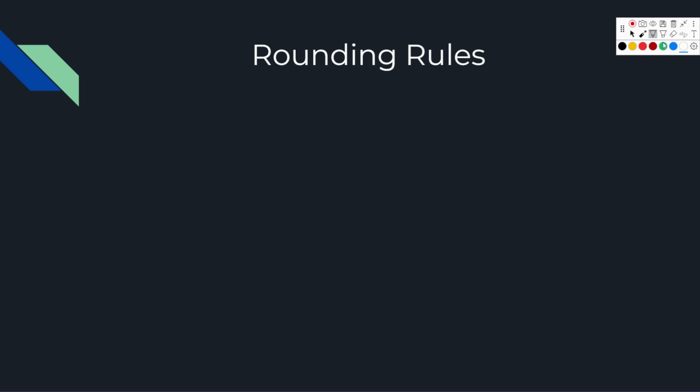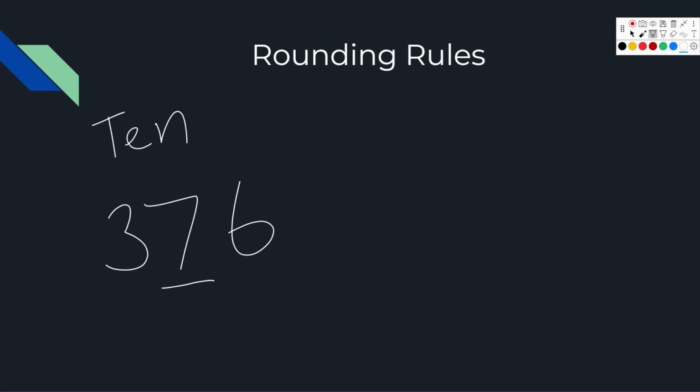So for rounding, first we'll have to look at the rules. Usually they will ask you to round to a specific place value. So let's say they ask you to round to the nearest 10 on a number like 376. First, you find that place value. So the 7 is in the tens place. And whether it's rounded up or down is dependent on the number to the right of the value that you're actually rounding up or down. So that would be the ones place in this case.